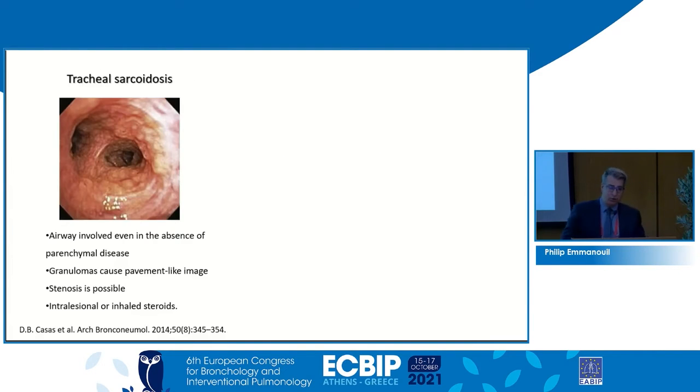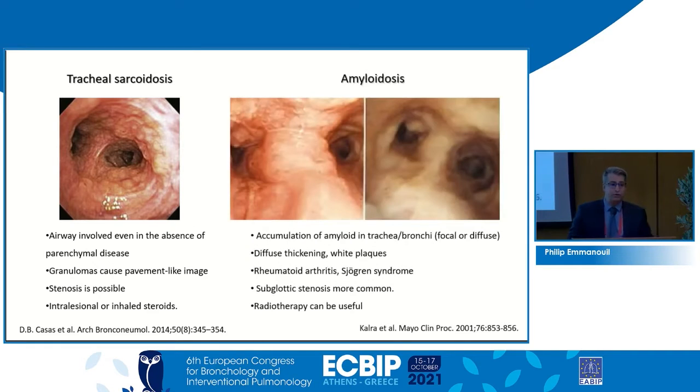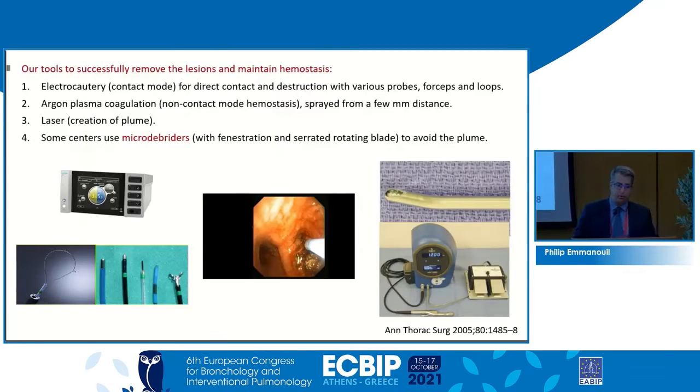But with sarcoidosis, we cannot be that sure because the lesions are quite similar. Of course, sarcoidosis has a more homogeneous pattern, and we already heard that stenosis is possible as well, and the treatment is completely different. Amyloidosis, we already saw such a case, has a more diffuse involvement of the trachea and the bronchi. Usually it's straightforward, but amyloidosis is very rare as well in the trachea and the bronchi.